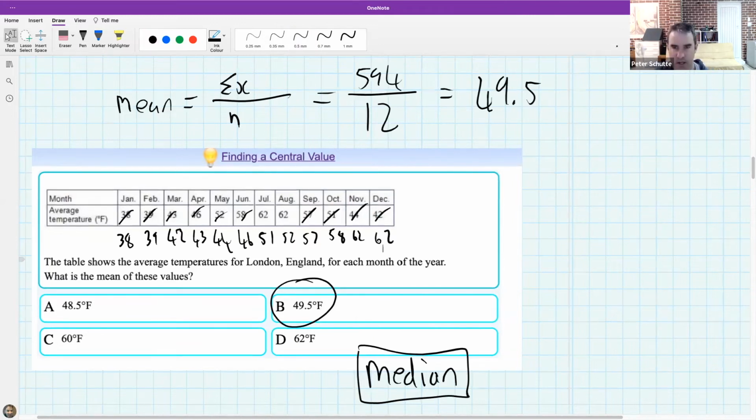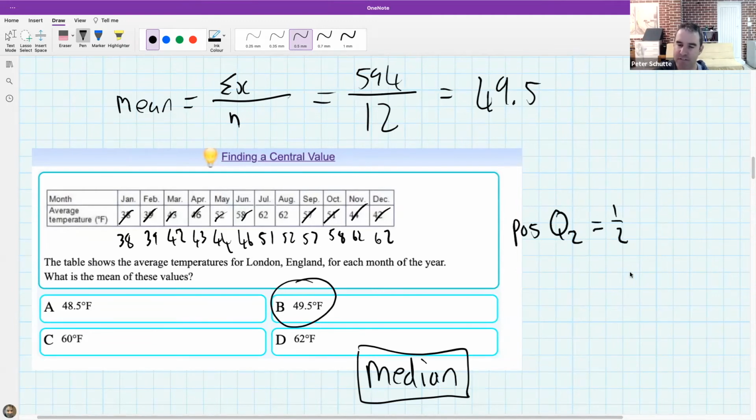I think the next step, if we were using the position method, would be to ask ourselves, what is the position of the median, or what I'm calling position of Q2? And the formula we used before was a half n plus 1. So think about it for a moment. If the position of the median or the position of Q2 is the formula half n plus 1, then when we use n is 12, we have a problem, well, not a big problem, but the position of the median is 6.5.